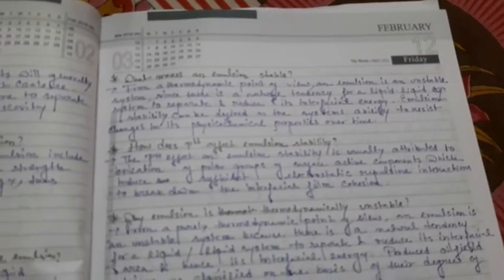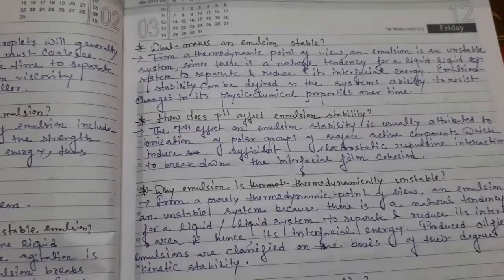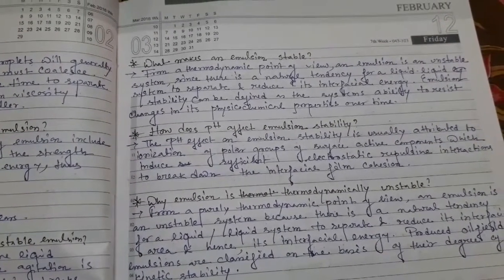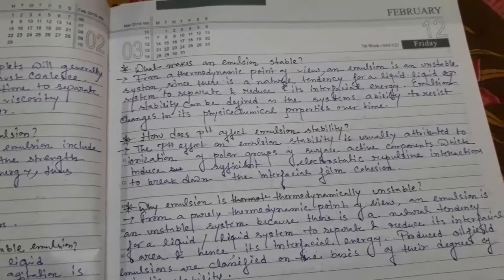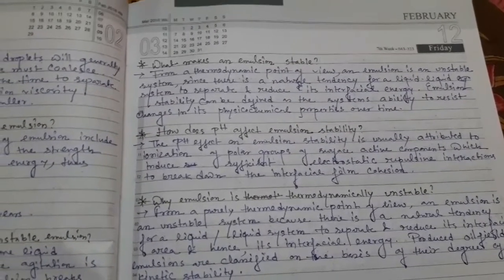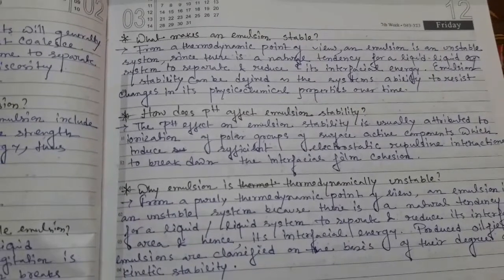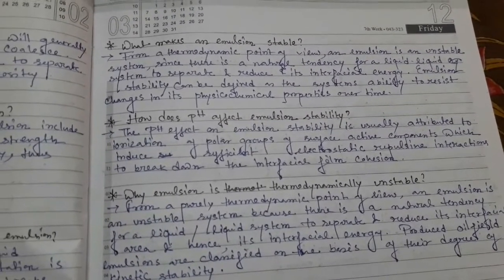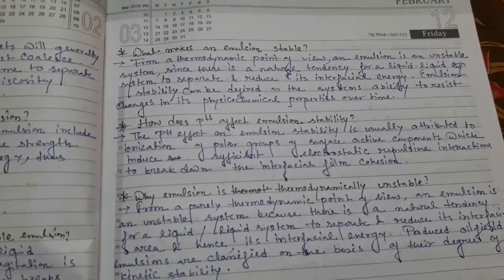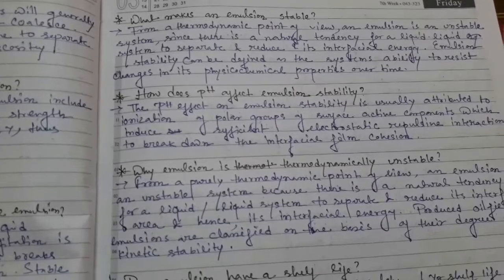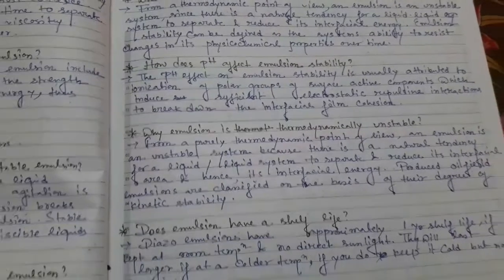Okay, and the next question is, what makes an emulsion stable? What makes an emulsion stable from a thermodynamic point of view? An emulsion is an unstable system and tends to separate and reduce its interfacial energy. Emulsion stability can be defined as a system's ability to resist changes in its physicochemical properties over time.